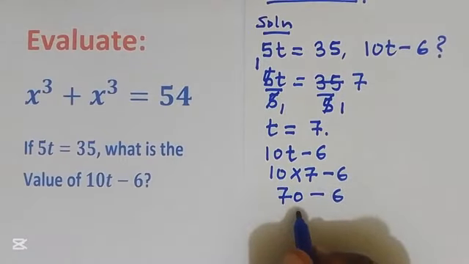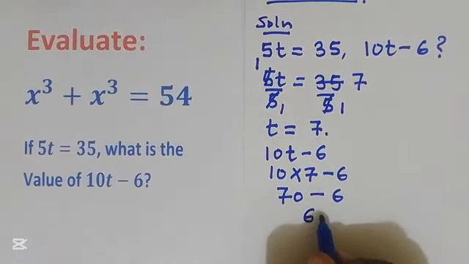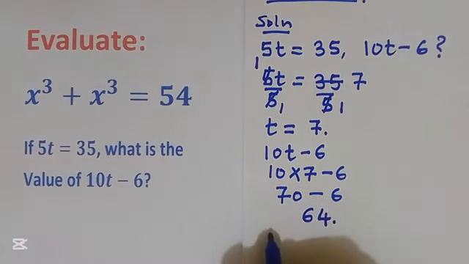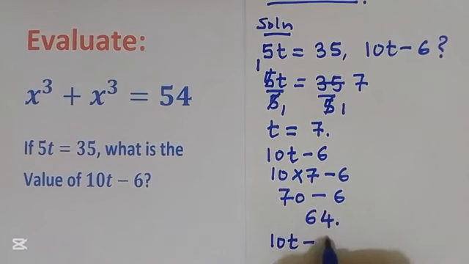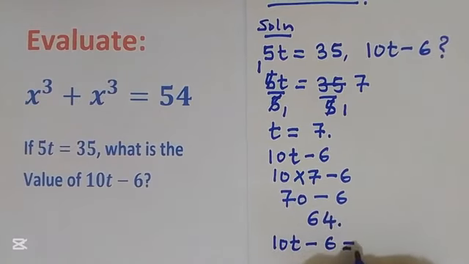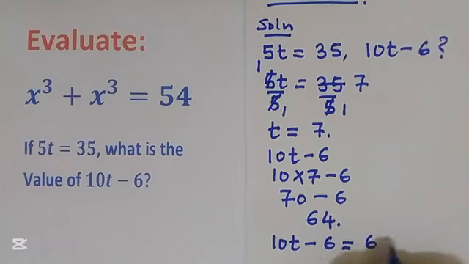The answer is equal to 64. So the value of 10t minus 6 is equal to 64.